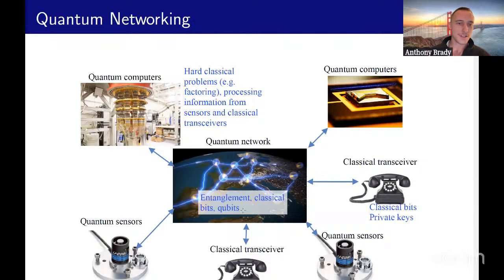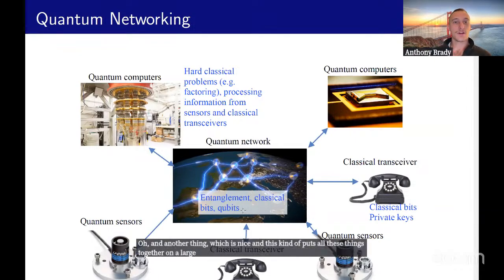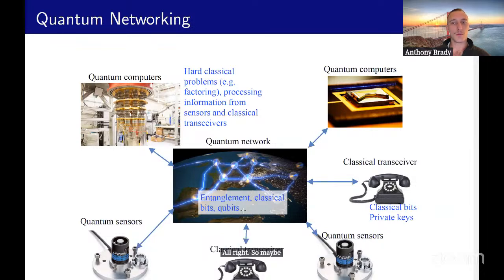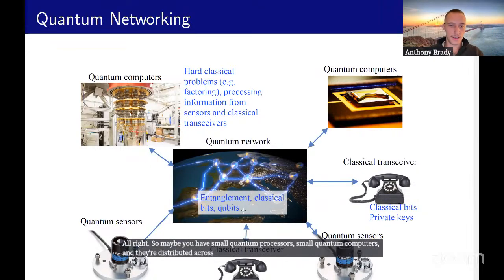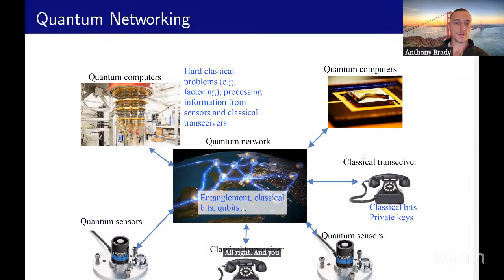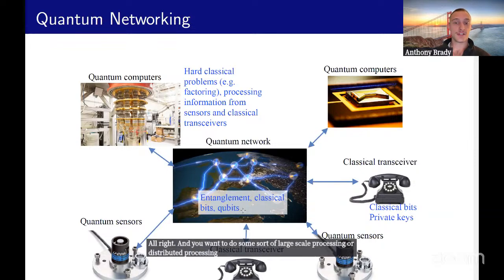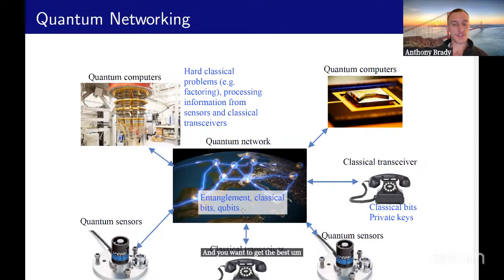Oh, and another thing, which is nice, and this puts all these things together on a large scale, is quantum networking. Maybe you have small quantum processors, small quantum computers, distributed across a network, like in this picture below. It could also be quantum sensors distributed across the network. You want to do some large scale or distributed processing, or also some distributed sensing, where maybe you're measuring values of a field at this location and far away at this location, and you want to get the best sensitivity you can. And so this describes quantum networks.